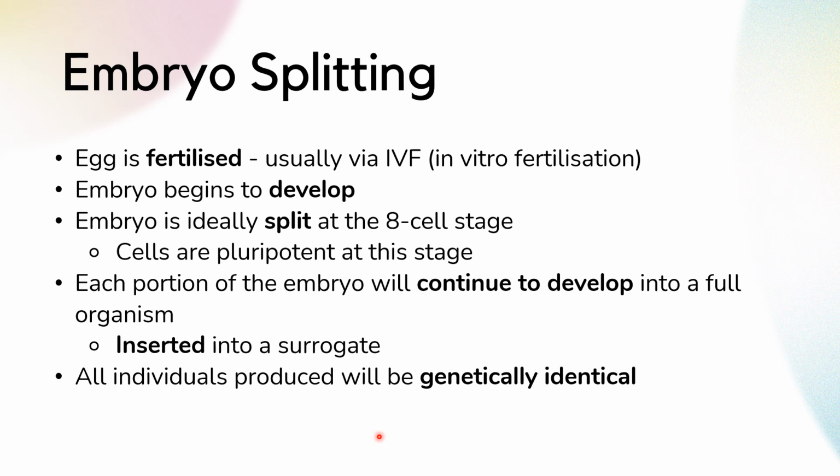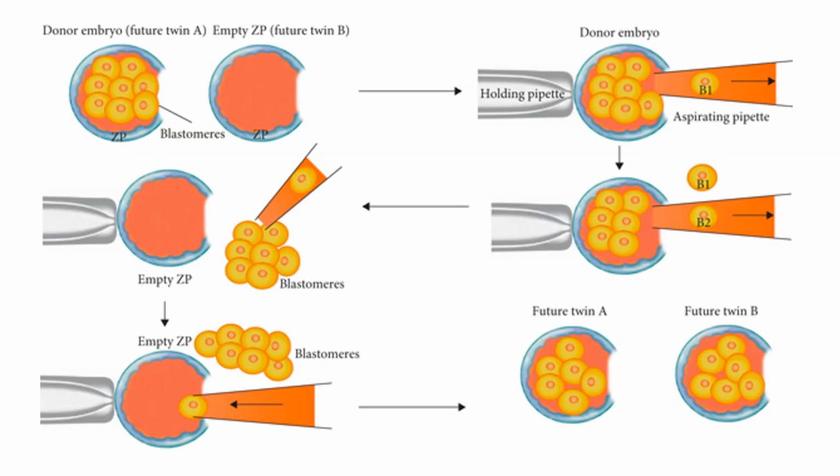And then once we have this embryo that's developed at the 8 cell stage, we then split it. And so all those portions that we've split it into will grow into organisms. So say we split it into 4 different organisms. Those 4 organisms will all be genetically identical to each other. So they are clones of each other rather than clones of the parent. So that's the big difference that I want you to know. So this is one way we might do that.